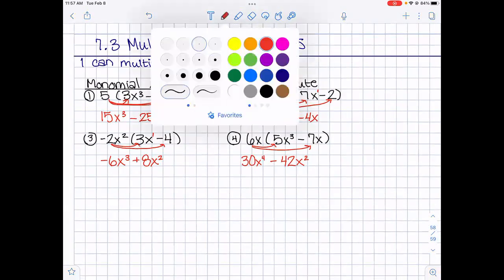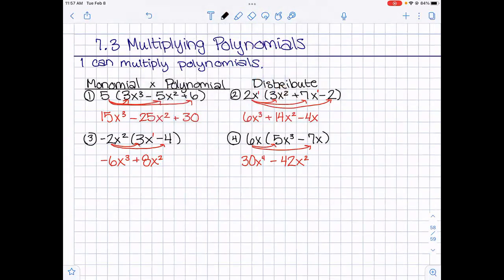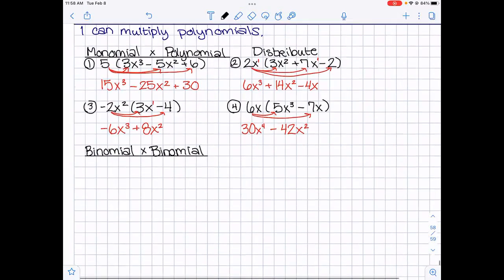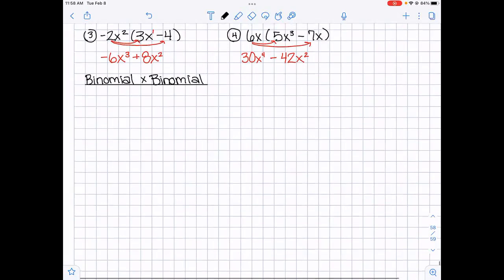Okay, let's try something new. Binomial times binomial. Okay, this is a little bit more complicated. Have you ever heard of FOIL? Okay, we're gonna use that to solve these problems. So write this down. FOIL.